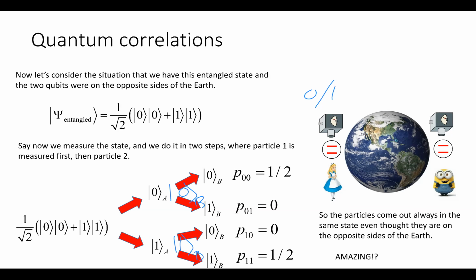All right, and then instead of measuring in the 0, 1 basis, we're going to measure in the plus or minus basis here. Now, we know what happens when you have a state like 0 and then you measure in the plus or minus basis, because 0 can be written as the plus state and then the minus state, right?